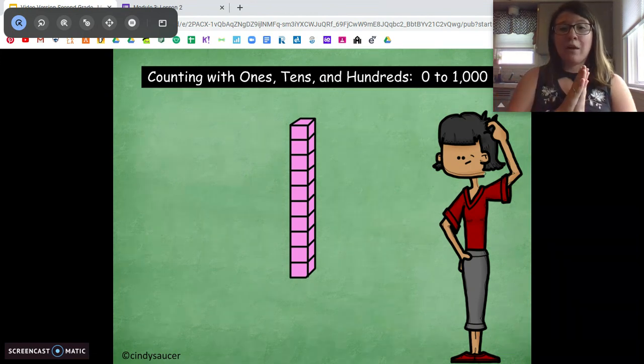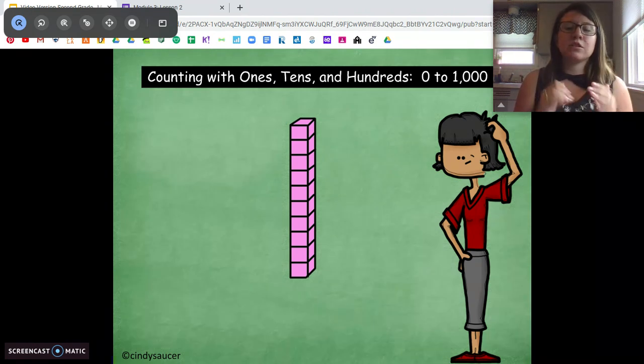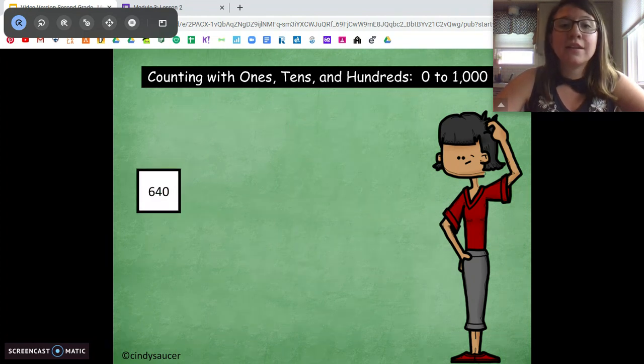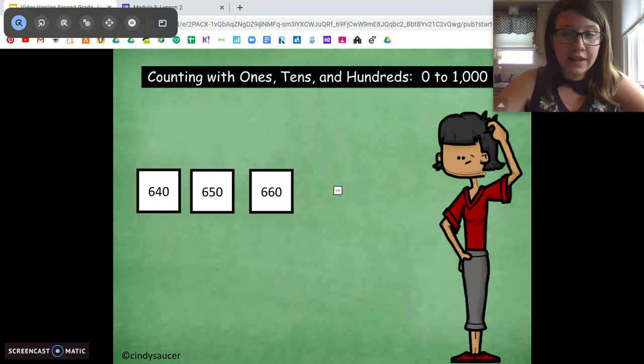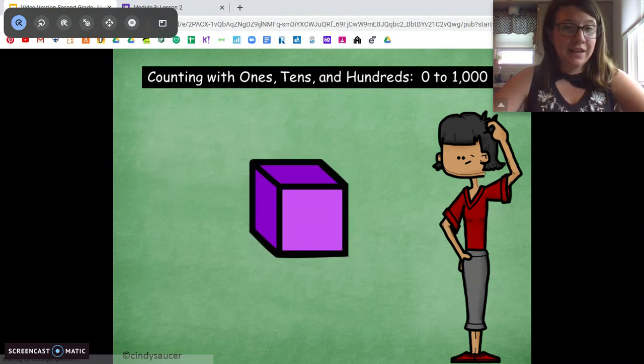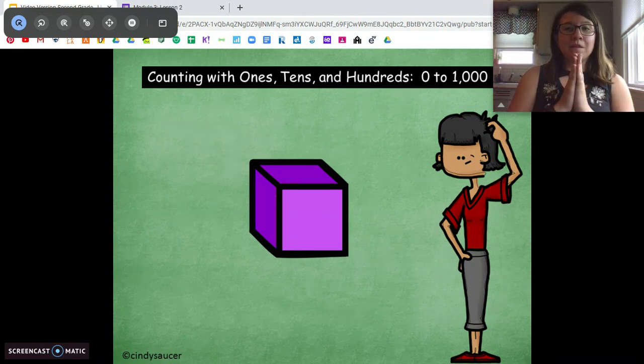Pause. Now what are we going to count by? Good. We're going back to tens. So we're at 630. We're going to count by tens moving forward there. Here we go. 630, 640, 650, 660, 670, 680, 690. Pause. What's this? A 1.